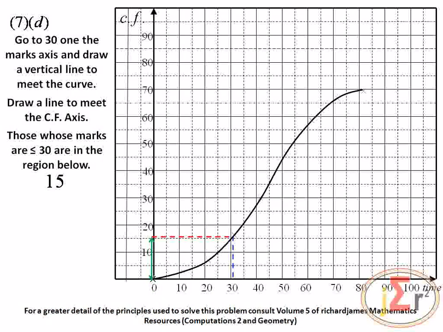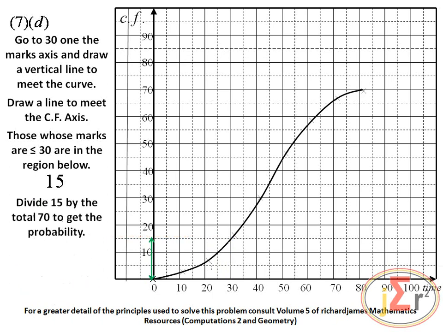And the probability requires us to divide by the total cumulative frequency. So divide 15 by total of 70 to get the probability. So the probability is equal to 15 divided by 70, which is equal to 3/14.